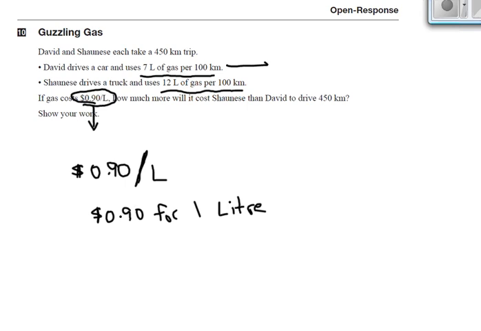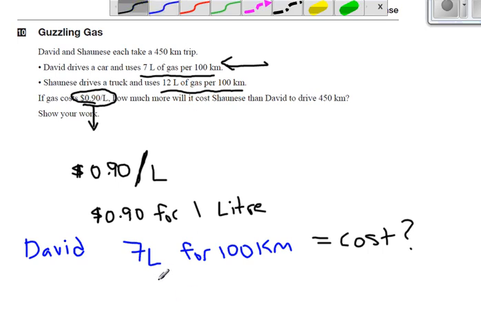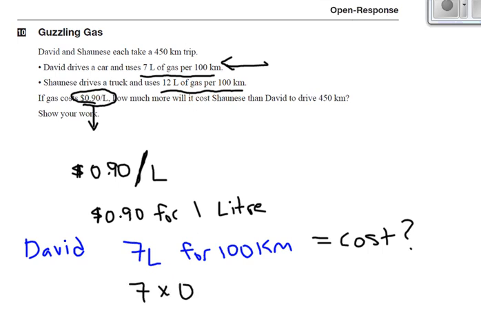Well, let's look at David. David needs 7 liters to go 100 kilometers. So if he needs 7 liters for 100 kilometers, what would that cost him? I think I put the question mark in a weird spot, because I know that it's 7 liters per 100 kilometers, and I want to know, therefore, what is that cost? So 7 liters, each liter costs 90 cents, and in my calculator, that's $6.30. Ooh, pen went funny.